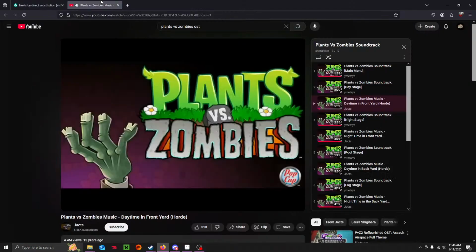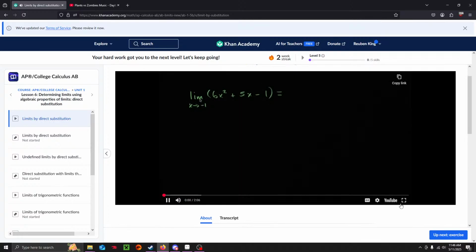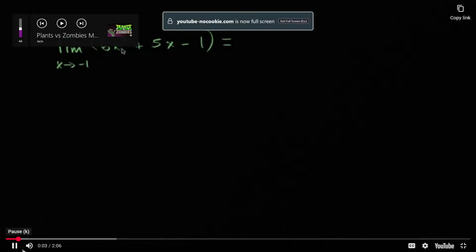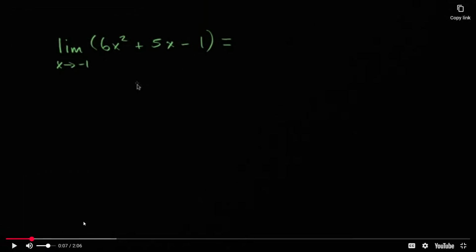Lesson 6. Here we go. Now we're getting into how to solve limits algebraically. So let's see if we can find the limit as x approaches -1 of 6x squared plus 5x minus 1. I think I remember this. I think you just factor. Let's see what he does, though.